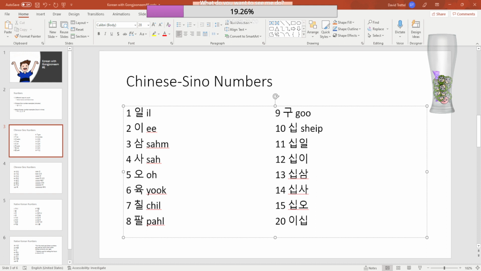If we wanted to do any number in between 10 to like 19, it's actually easy as well because it repeats. We just go 11.